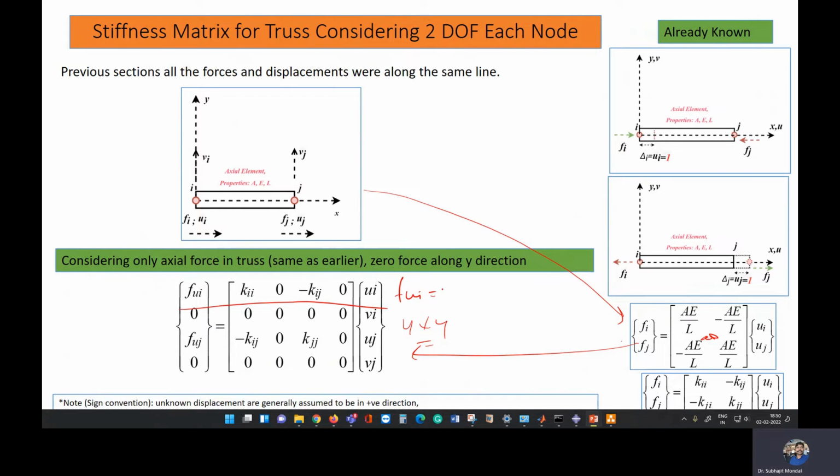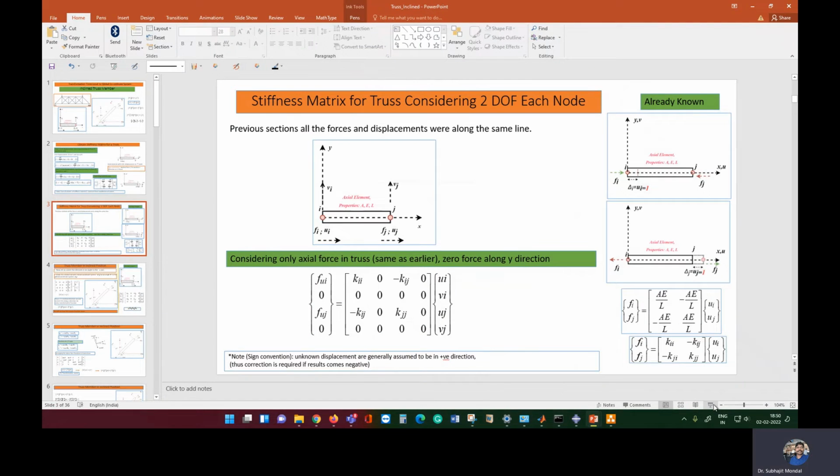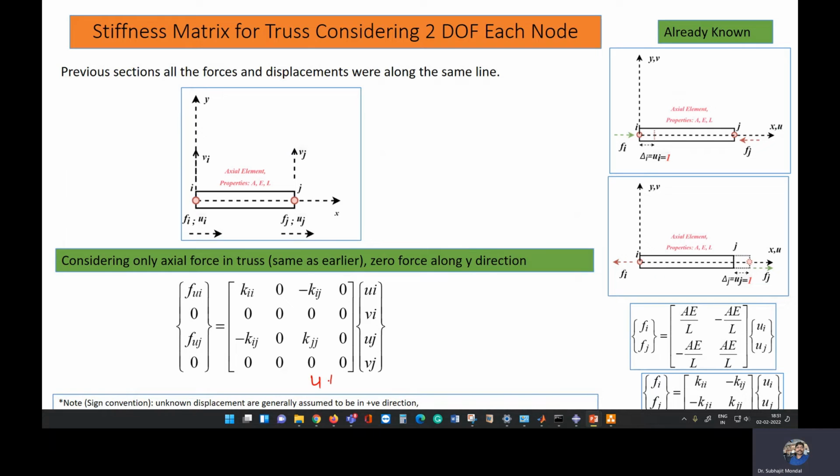Fi is equal to Kii into Ui minus Kij into Uj. The same thing we can also obtain here as Fi, that is equal to K11 or Kii into U1 minus Kij into Uj. So we are obtaining the same thing; the only change we have made is that we have written it in a 4 by 4 size, since we have considered 2 degrees of freedom at each node.